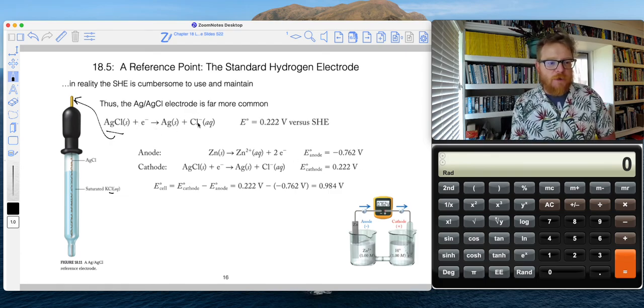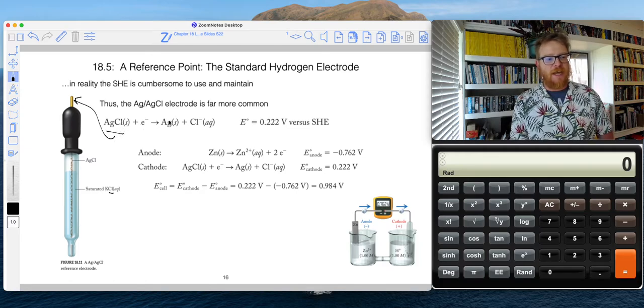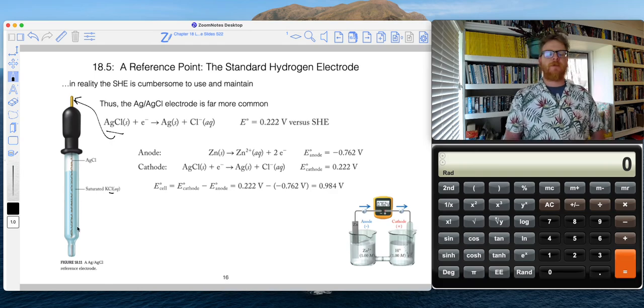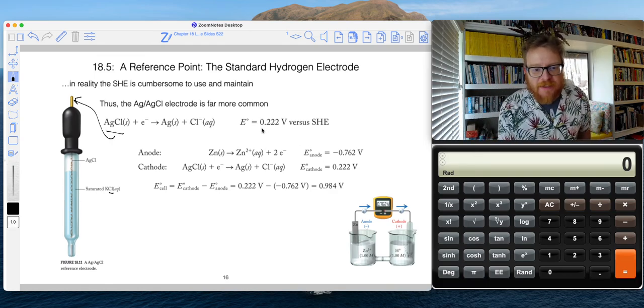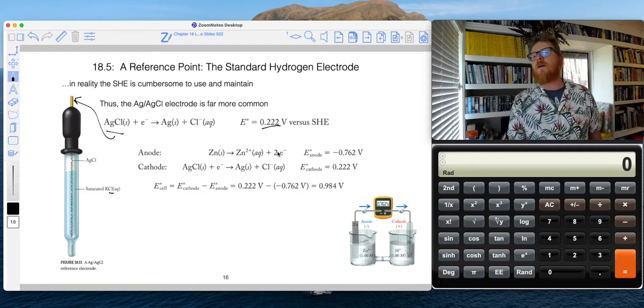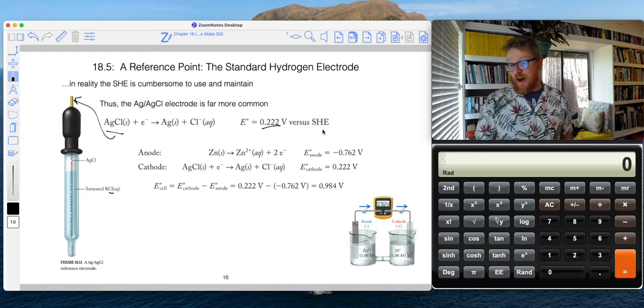And then the following reaction will occur. It goes silver chloride solid plus electron, and then precipitates out silver, and releases chloride ions into the solution. And this is not a zero cell potential. It's actually 0.222 volts compared to the standard hydrogen electrode.